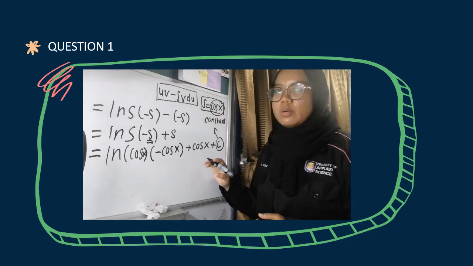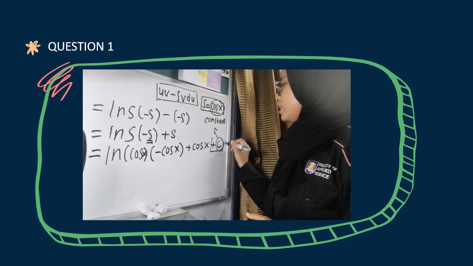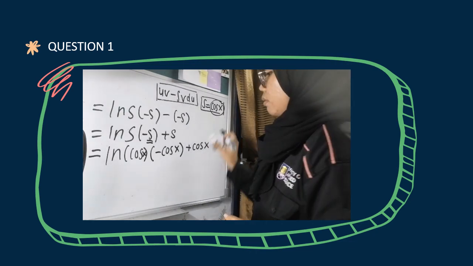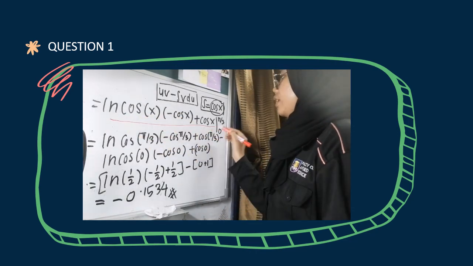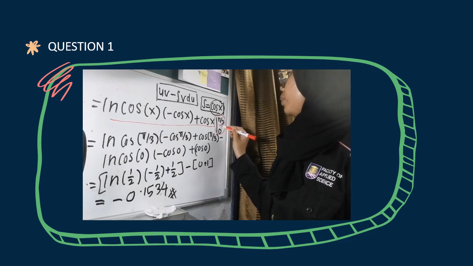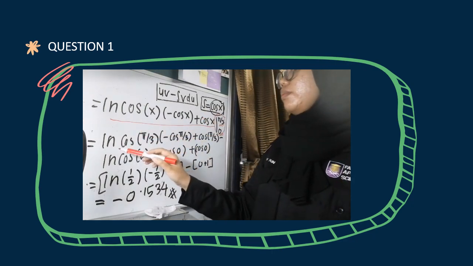But for this question, we have the limits, which are pi over 3 and 0. So we can't put plus C in this equation. Next, the equation will be like this, and don't forget to put the limits here. Then we put both of these limits into the equation, and it will be like this.